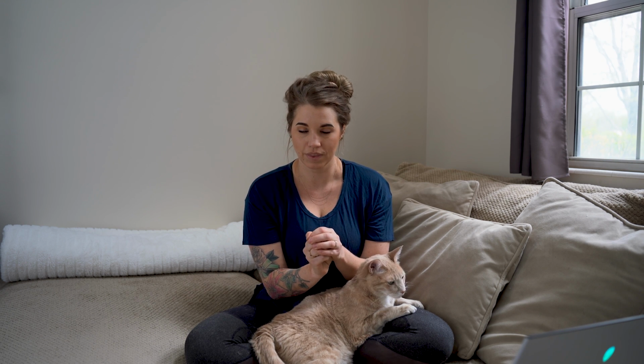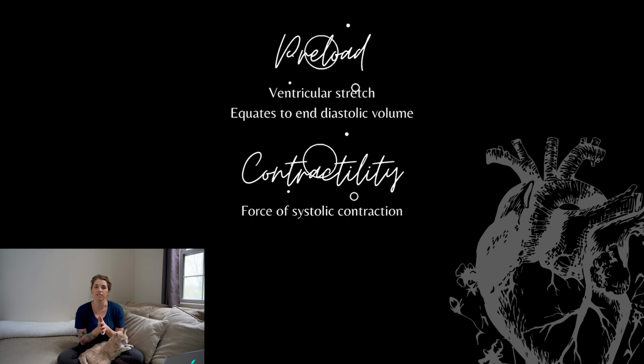You can see why stroke volume would be affected by the amount of blood in your heart before it contracts, because if there's more blood in your heart before it contracts, there's more blood moving out of your heart. The second factor that affects stroke volume is contractility, and this is the amount that your heart contracts during its systolic contraction. If your contractility is low, you'll be able to push less blood out of your heart than if your contractility is high and you're able to push more blood out with each contraction.